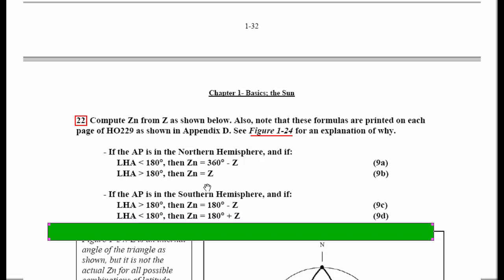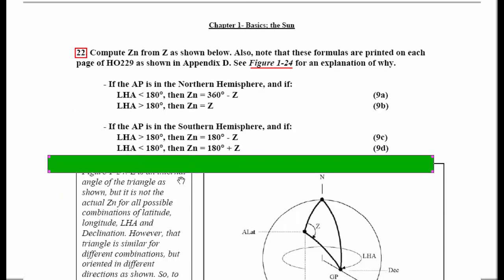Well, we are in the northern hemisphere. Okay, that's our assumed position. And our LHA is 317, so it's greater than 180. So therefore, we're going to use Zn equals Z. But let's read the rest of these formulas. If AP is in the southern hemisphere, and if LHA is greater than 180, then Zn equals 180 minus Z. If LHA is less than 180, then Zn equals 180 plus Z.